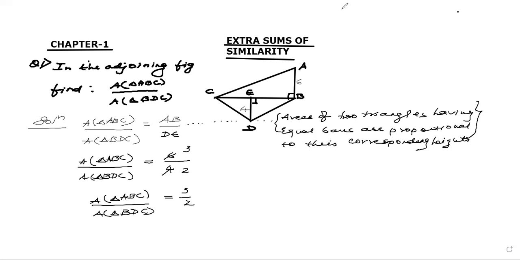We can expect a 2-mark sum of this type, okay? Now, this figure is given here, but this figure is not mentioned in your textbook, okay? We go to the next sum.